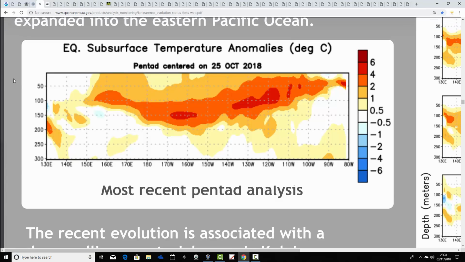This is what's happening at depth in the Pacific Ocean. These are the subsurface temperature anomalies from the CPC, NCEP and NOAA. This gets updated every week in terms of ENSO evolution. You can find a link to this on the links page. It's always worth a look. You will need Adobe to be able to open the file because it's a PDF, but always worth a look.